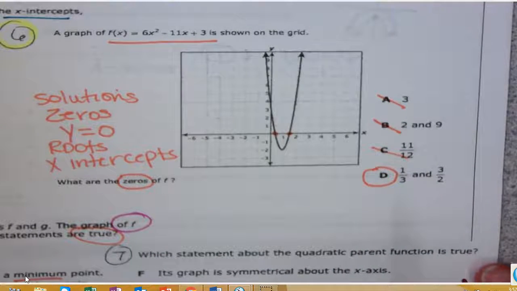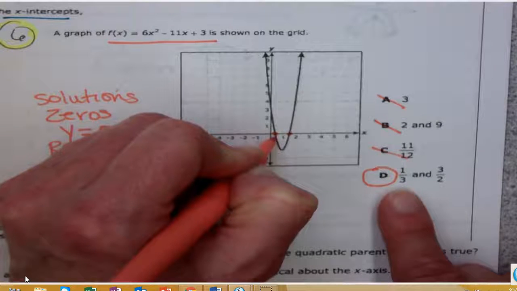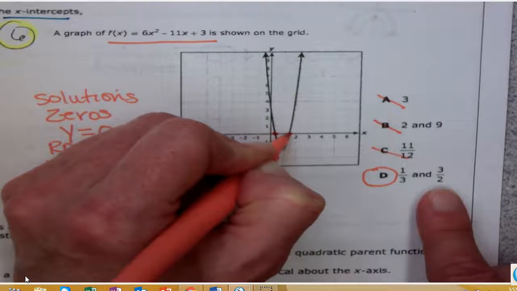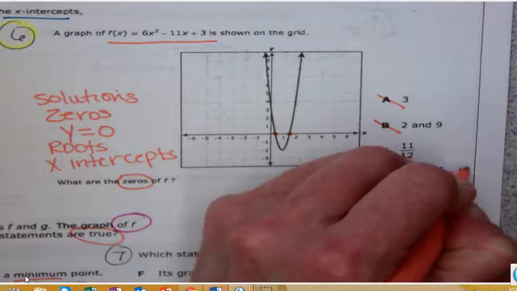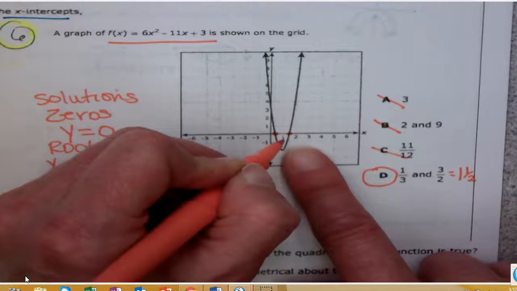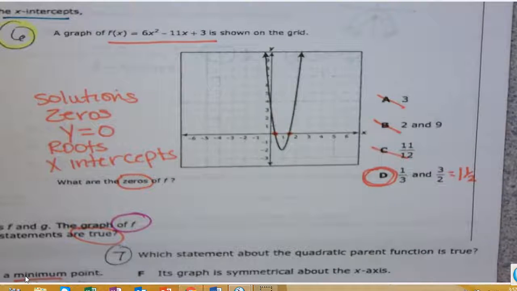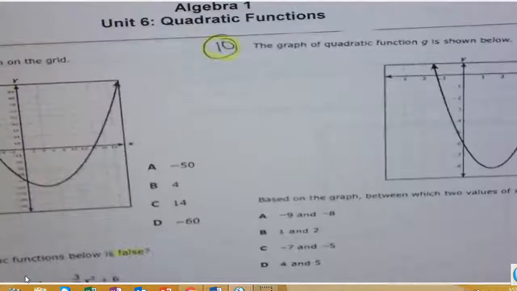But before you move on, I would ask myself, does that make sense? Does it make sense? Is that about 1/3? Yes. Is that about this equals 1 and 1/2? Is that about 1.5? Yes. So there I feel confident putting that as my answer. Okay, let's flip on to number 8.